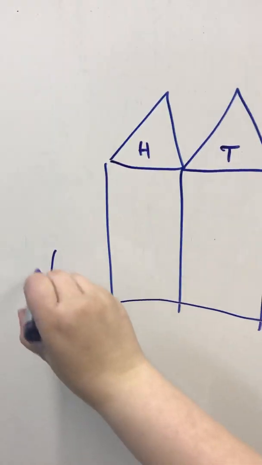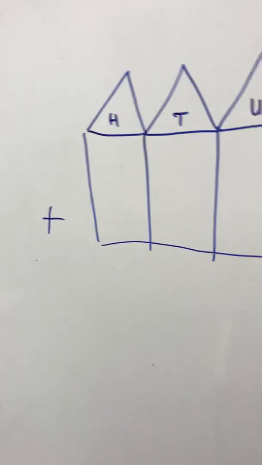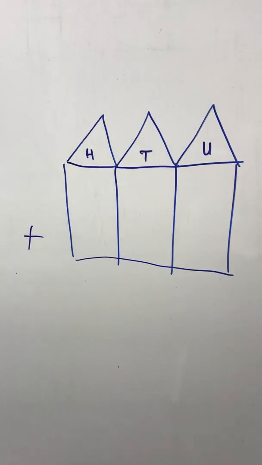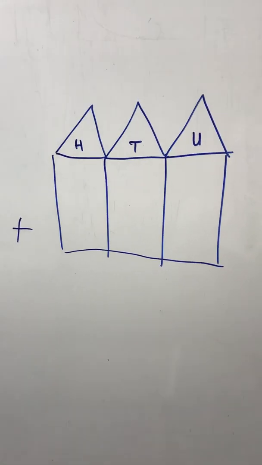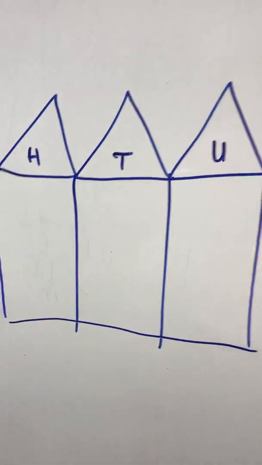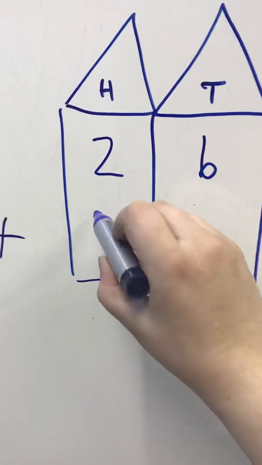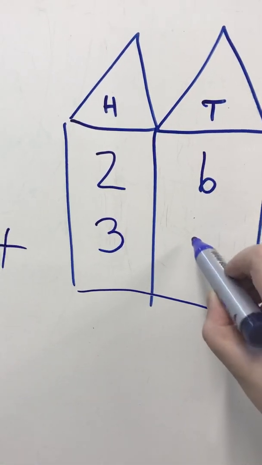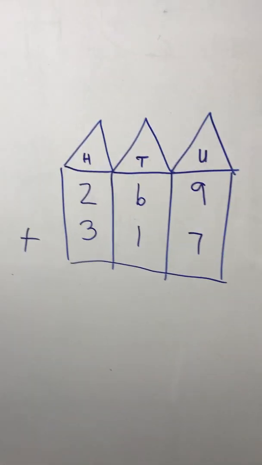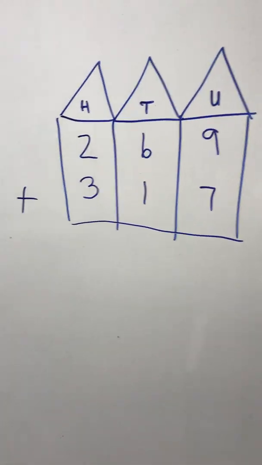Now, all of the sums we are going to do today are plus sums, so I don't want you to worry about minus or anything like that. What we are going to talk about today is what happens when the numbers in one house become too much for that one house. So, for example, let's make it easy first: 269 plus 317. What happens?